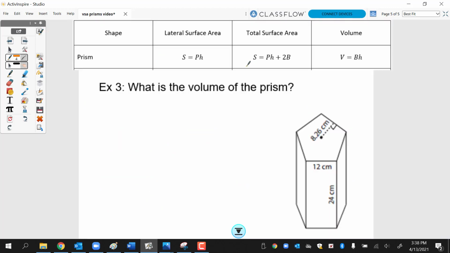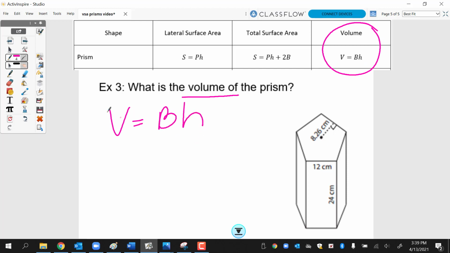All right, last one. Volume. What is the volume of this prism? Okay, so first step, I gotta pick which formula should I be using. Lateral, total, or volume. And this question, it said volume. So I'm picking the volume formula over here. V equals big B times H. Okay, well, what's big B? We know that's the area of the base.